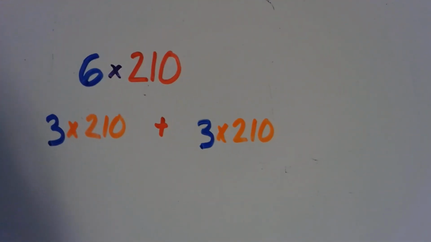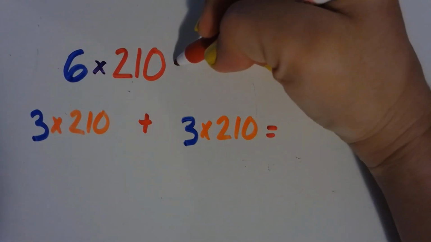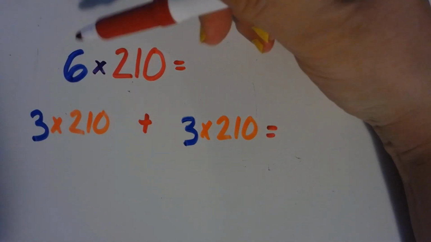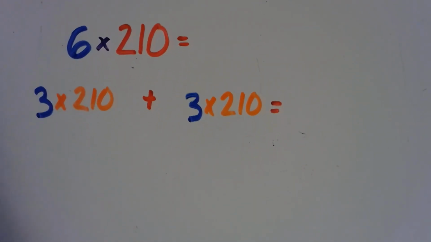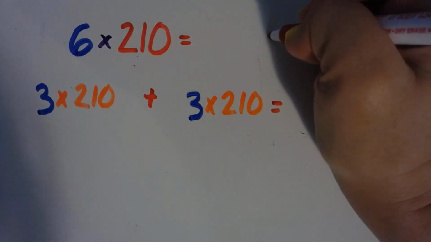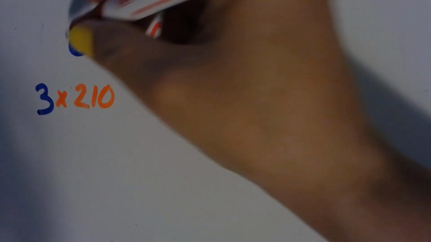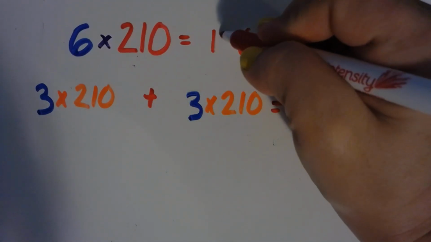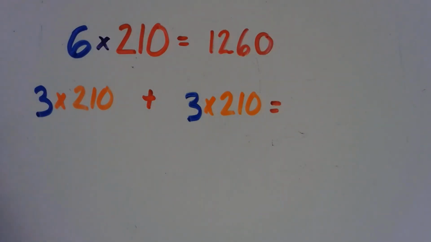you're not going to believe this. It is going to equal the same number as 6 times 210. Are you ready for this? 6 times 0 is 0. 6 times 1 is 6. And 6 times 2 is 12. So I'm looking for the answer 1,260.